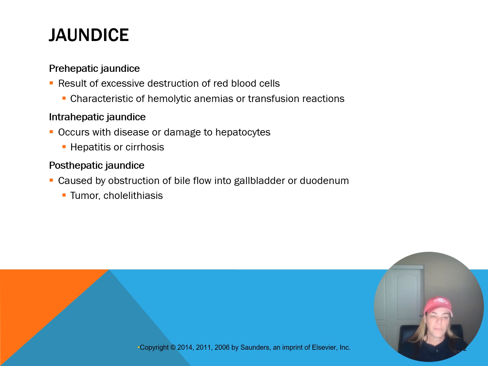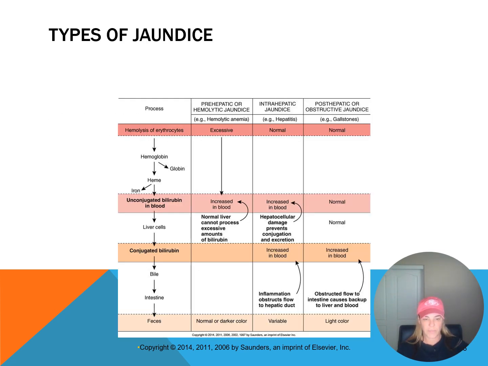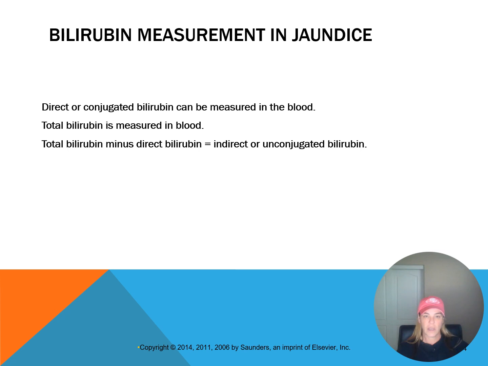Or then you can have post-hepatic jaundice, which is caused by an obstruction of the gallbladder, which can be obstruction by tumor or obstruction by gallstones. So post-hepatic jaundice is caused by the obstruction of the gallbladder or the ducts. There's different types of jaundice.